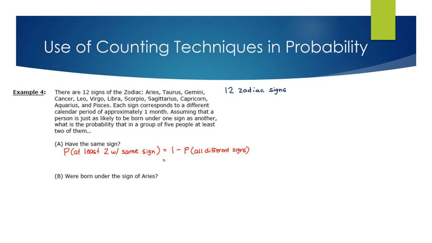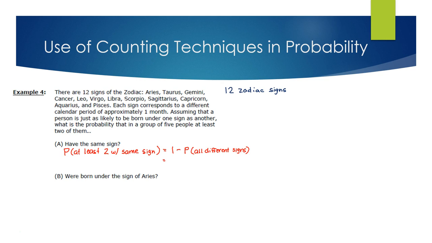So I can think about the probability of at least 2 with the same sign being equal to 1 minus the probability that all of them have different signs. Now, I'm not going to be able to use combinations here because I don't have group sizes of specific amounts. I'm not picking 5 people from a group of this many Geminis, this many Virgos, and so on. So I can't use combinations for these. I'm going to have to use basic logic and fraction knowledge.